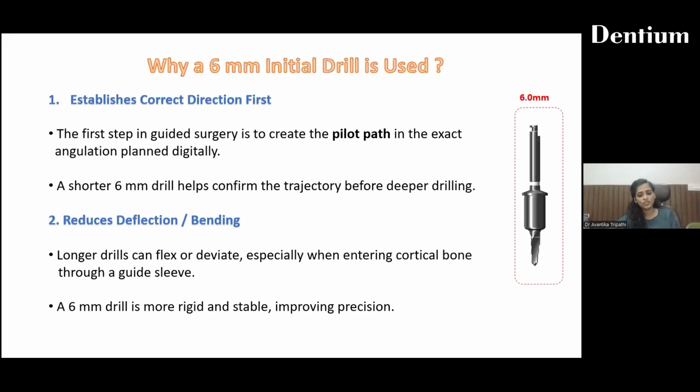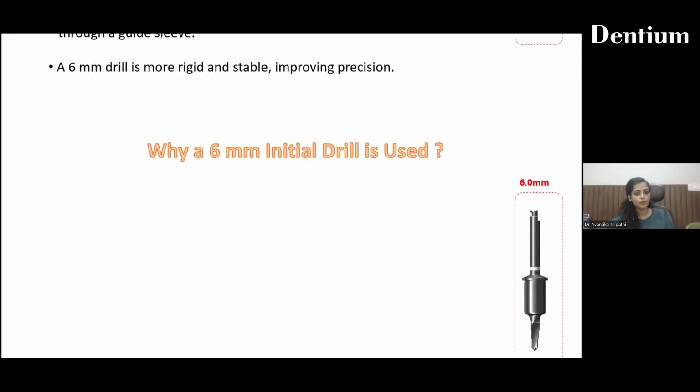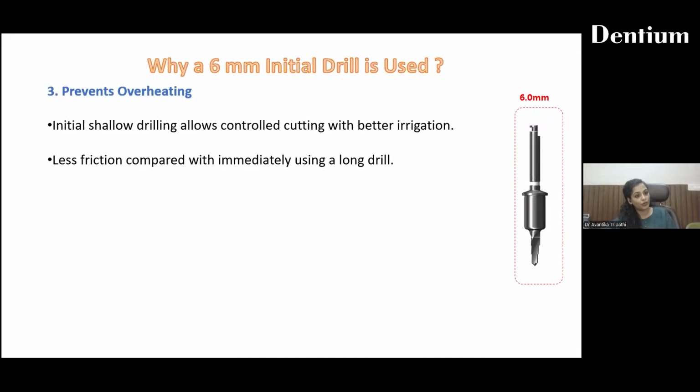Next, because the 10 or 12 mm drill is longer, there is a risk of deflection or bending of the drills, which is not possible with the 6 mm, as it is more rigid and stable. It also prevents overheating, as we are gradually increasing the length of the osteotomy. We are not increasing it in one go. So that is why we first prepare till 6 mm, and once the position is confirmed, then we increase the length.